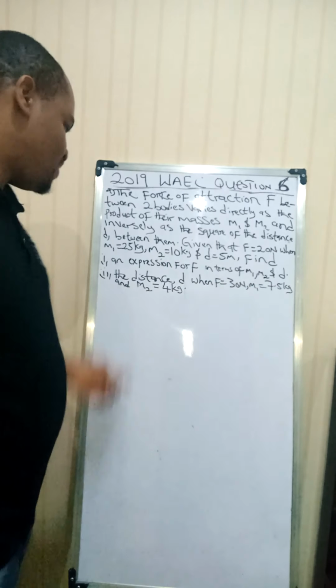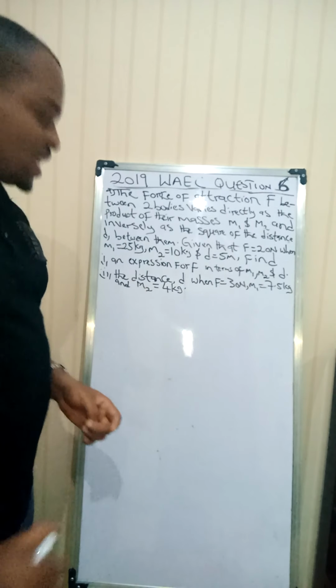The question says, the force of attraction between two bodies varies directly as the product of their masses, m1 and m2, and inversely as the square of the distance d between them. Given that F is 20 Newton when m1 is 25 kg, m2 is 10 kg, and the distance d is 5 meter, find 1. An expression for F in terms of m1, m2, and d. 2. The distance d when F is 30 Newton, m1 is 7.5 kg, and m2 is 4 kg.